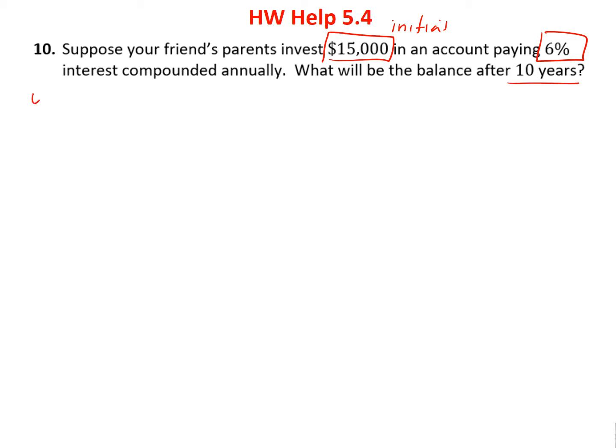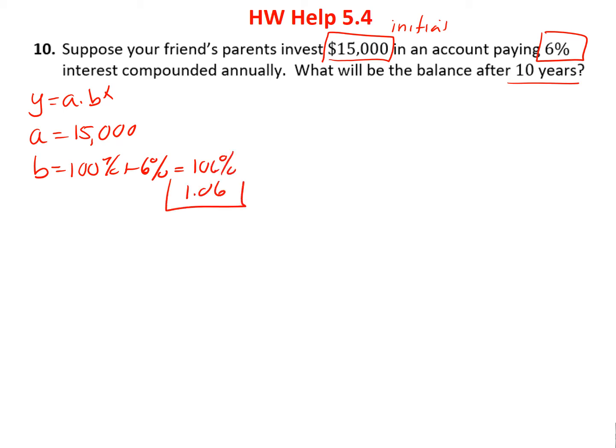So if we're thinking about our equation here, the initial amount is 15,000. The growth rate is not 6%. Remember, that's 100% plus 6%. So it's going to be 106%, or in decimal form, 1.06. And then in this case, our x is going to be 10 years. So what we have here is y equals 15,000 times 1.06 to the 10th power.